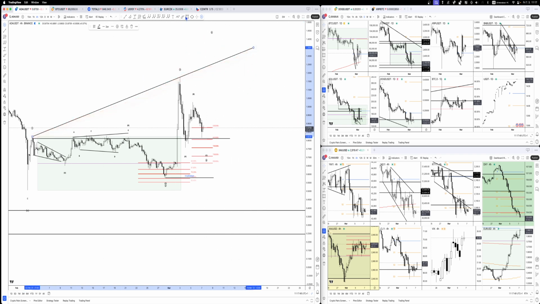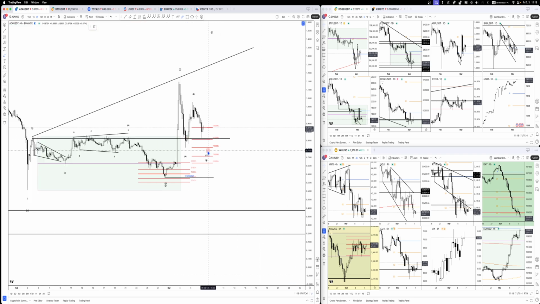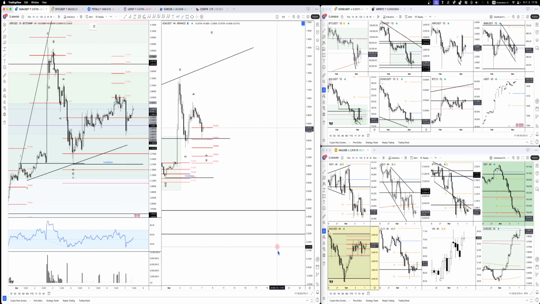So potentially what could unfold, and that's what is of interest to me, is the following, but there is a caveat to it, and that will be my question mark for the end of this video. If this is indeed a leading diagonal expanding in nature that is unfolding, then we have a probable wave 4. Where's my wave 4?